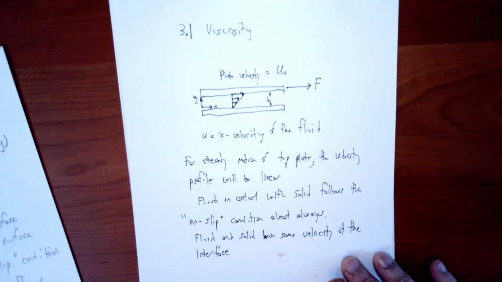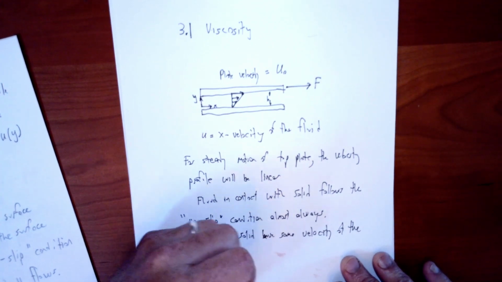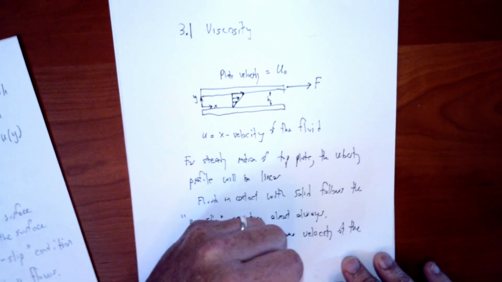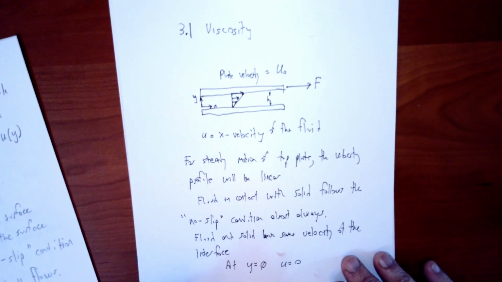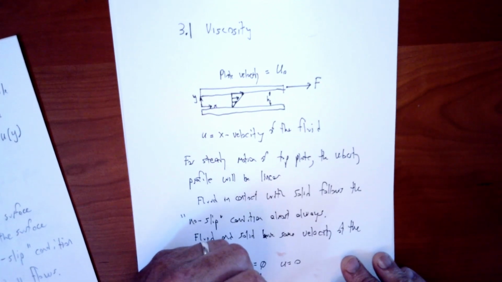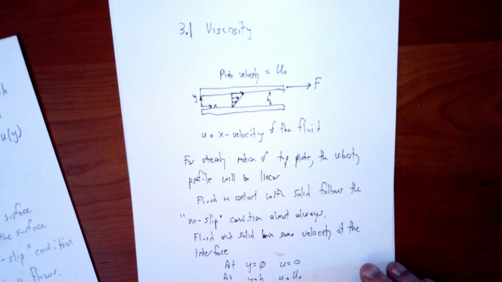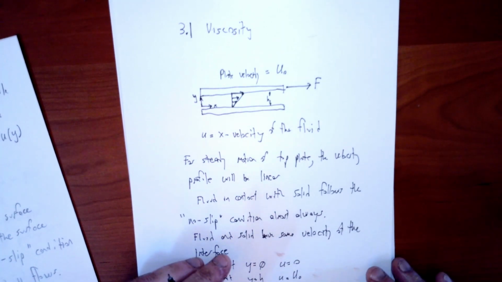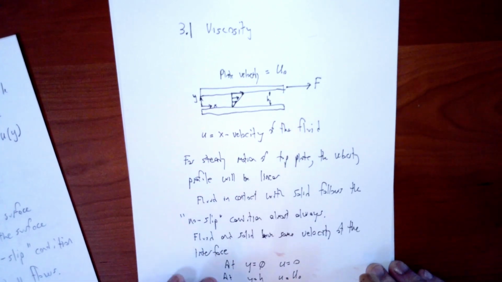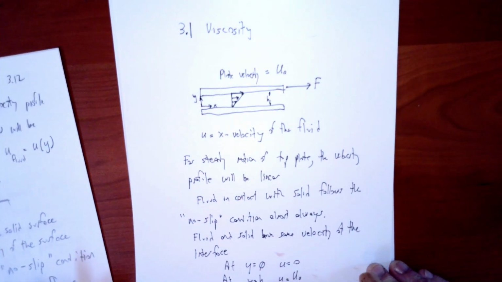So what that means for this problem is that at y equals 0, u equals 0, because we said that the bottom plate is not moving. And at y equals h, which is the top plate, the velocity of the fluid is going to be the same as the velocity of the plate, so that big U0. So that's what we're going to say is the no-slip condition, that the fluid velocities and the solid velocities match at the interface between the fluid and the solid. All right, so now we've got some information. We've got the velocity of the plate.